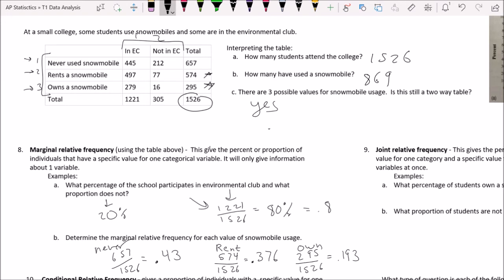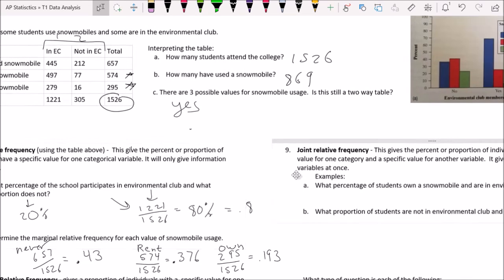Okay, so that is all that marginal relative frequency is. It's just giving you information about what proportion of people fall into each value of one variable. Here the variable was snowmobile usage. Okay. All right. Let's do joint relative frequency now.